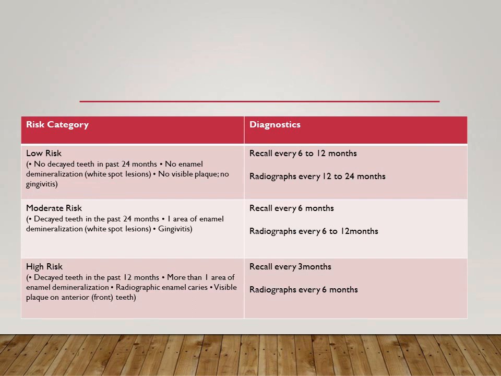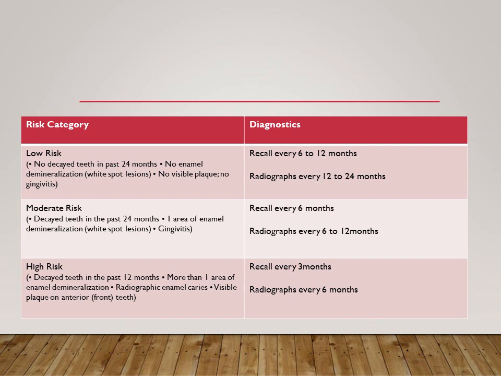So like I said, the low and the moderate risk patients can be recalled every 6 months, and the high risk, of course, it is best to recall every 3 months. And once the patient is converted to a moderate or a low risk, then of course you can go biannually. So a low risk patient is one who has no decayed teeth in the past 2 years. There is no demineralization of the tooth and no visible plaque.